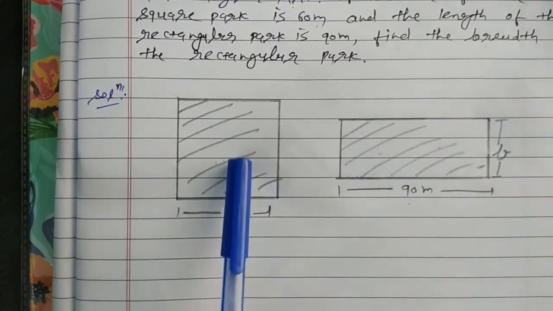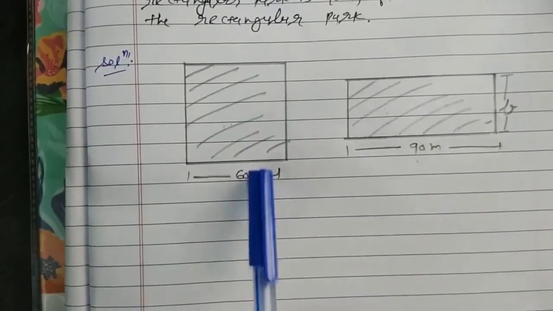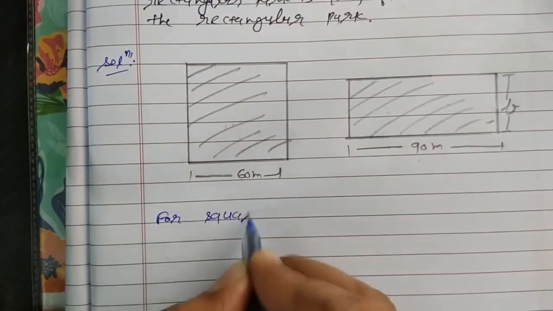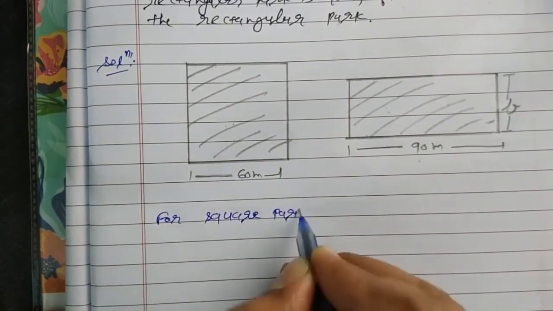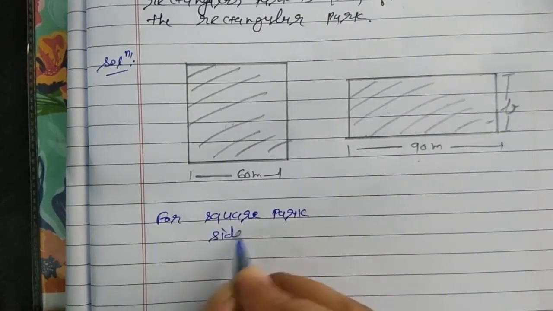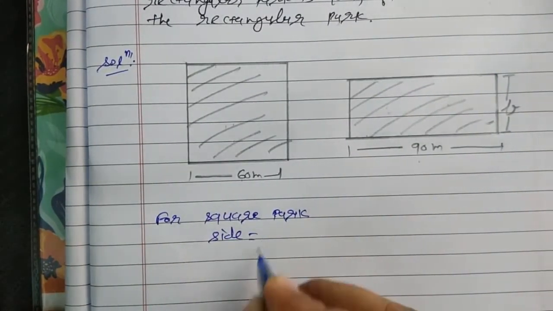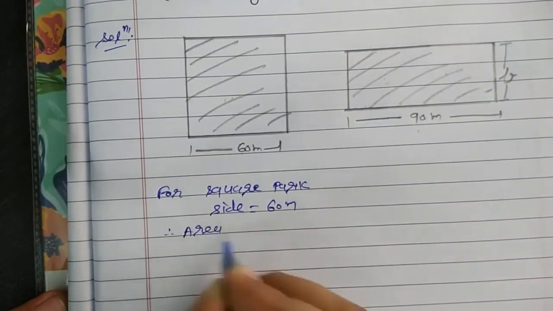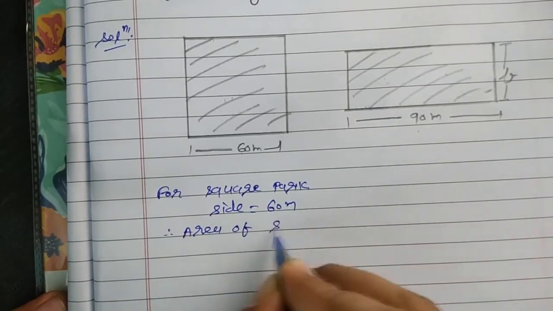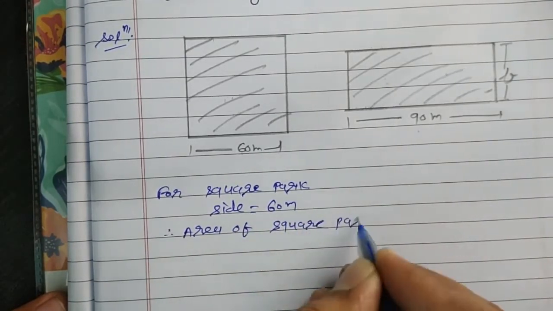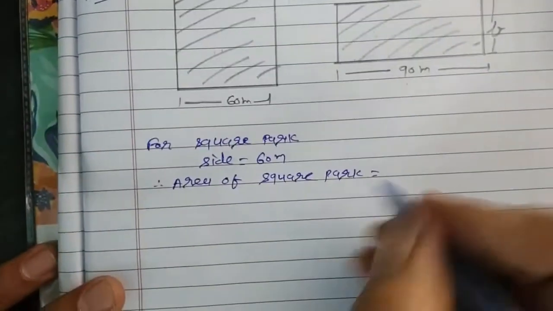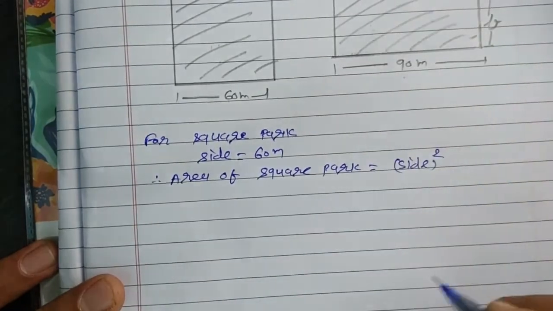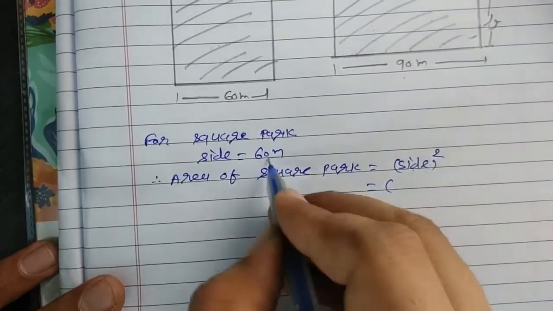So first of all, for a square we will find the area of a square as we have the measure of the side. So here for the square park, the measure is given, side is 60 meter. So therefore area of square park is equal to side square, that is equal to, what is the side, 60 meter.